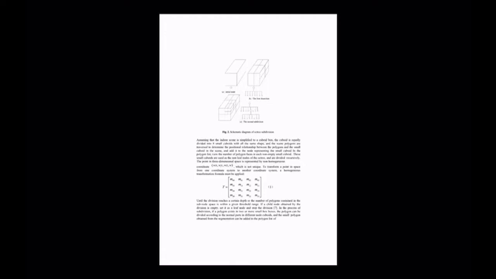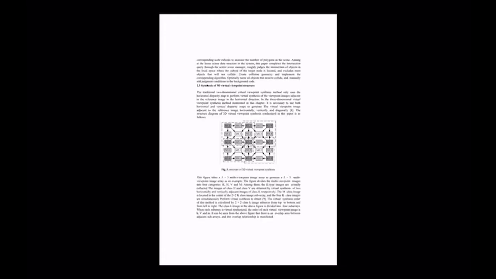The division continues until the number of polygons contained in the subnode space is within a given threshold range. If a child node obtained by the division is empty, set it as a leaf node or stop the division. In the process of subdivision, if a polygon exists in two or more small boxes, the polygon can be divided according to the normal into parts in different nodes, and the small polygons obtained from the segmentation can be added to the polygon lists of the corresponding nodes, at the cost of increasing the number of polygons.